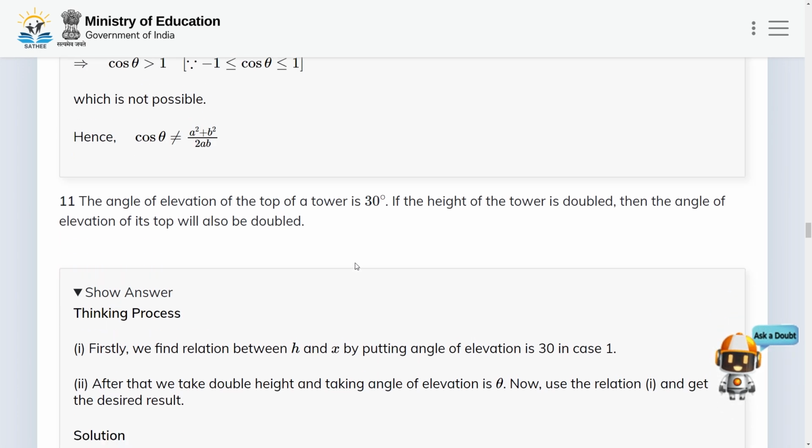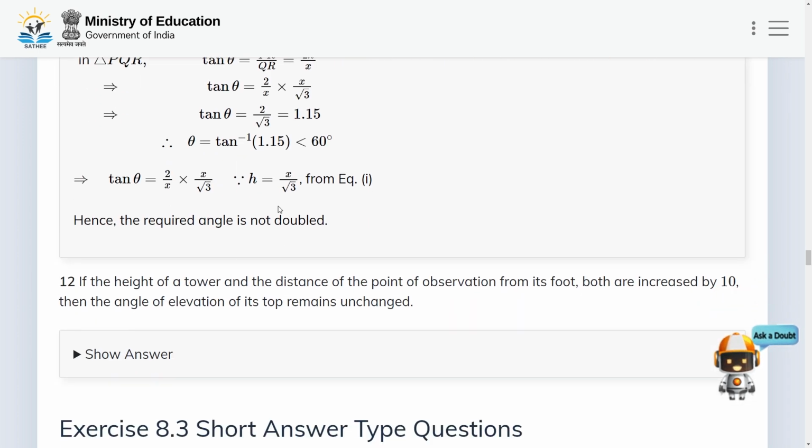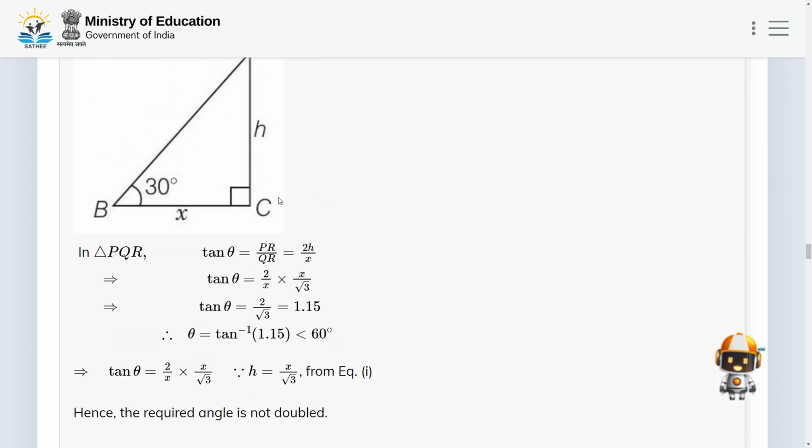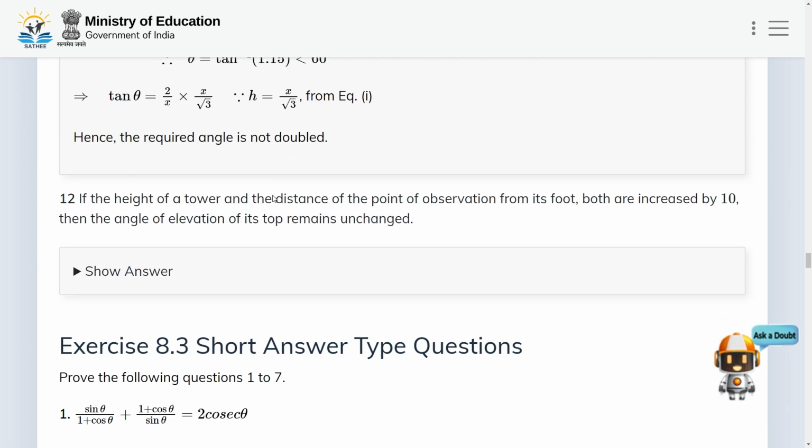Okay, so here the statement is: the angle of elevation of the top of a tower is 30 degrees, if the height of the tower is doubled, then the angle of elevation of its top will also be doubled. But here we get that the required angle is not double. Okay, so the given statement is a false statement. Now let us move to the next problem.